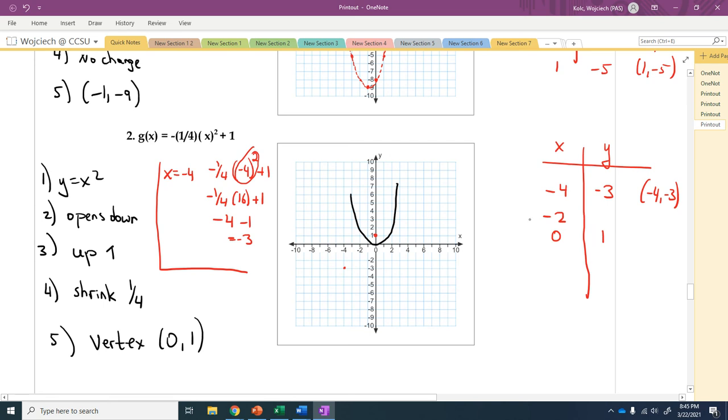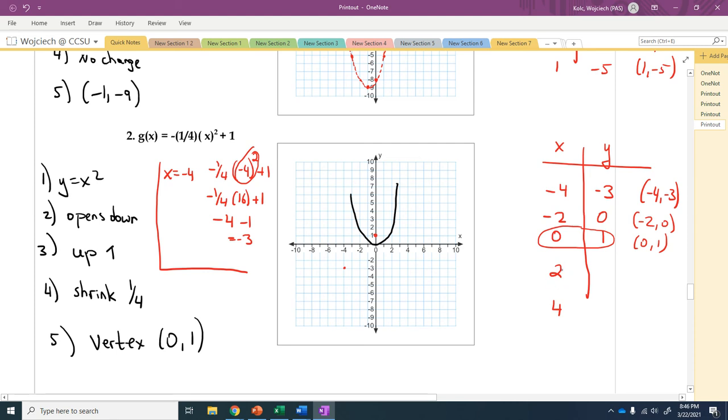Now when x is -2, I will do this without showing steps. -2 times -2 is +4. -1/4 of 4 is -1. And -1 plus 1 is 0. Okay? Now, this point will be -2, 0. Since this is my vertex, typically I want to pick points that are symmetric. So if I pick -2, 2 to the left of 0, I will pick +2. And if I pick -4, I will also pick +4.